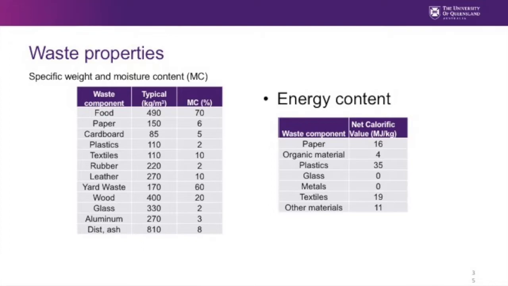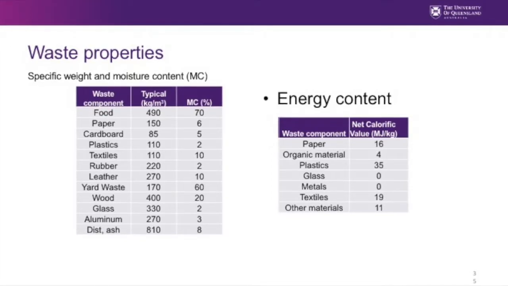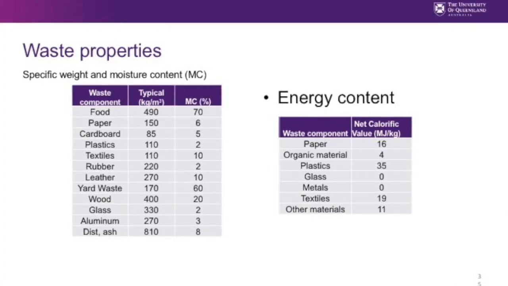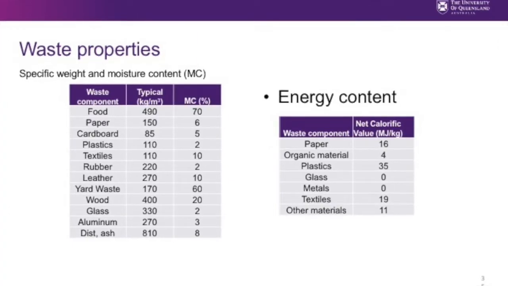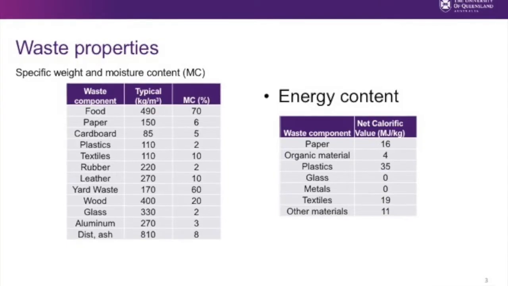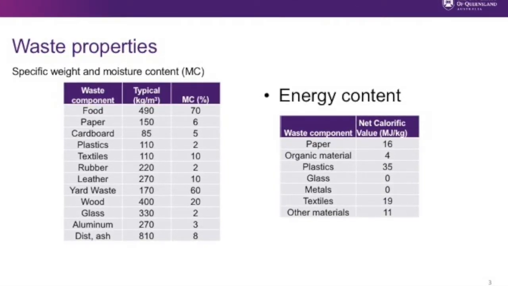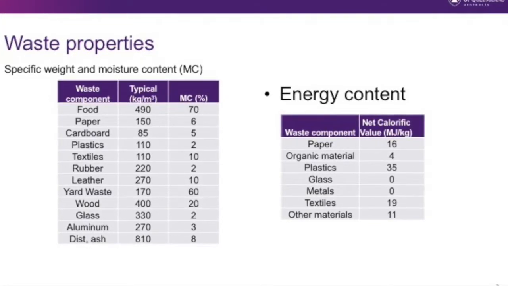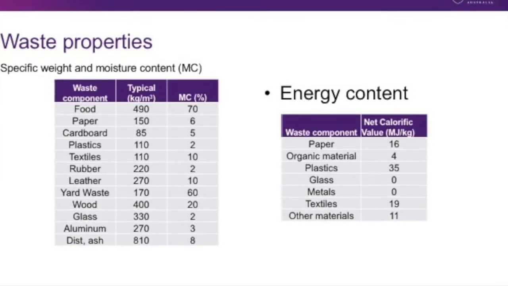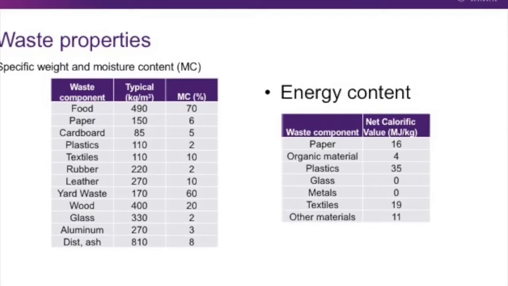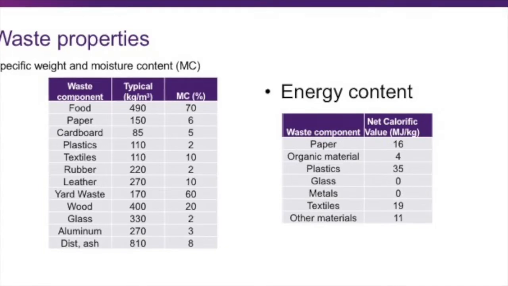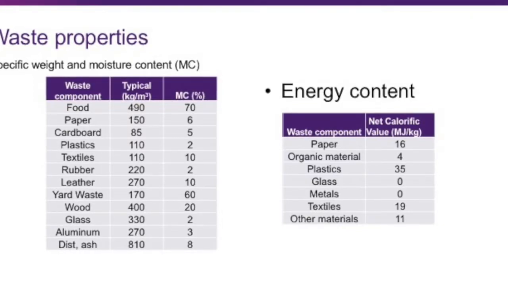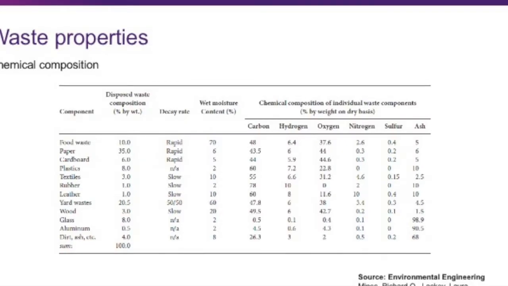This is an example of the waste properties of different materials, and we're talking here on the left side about moisture content and density, so the typical density of the waste and the moisture content. As you can see, food and yard waste are the ones that contain a higher percentage of moisture content, while other materials contain less moisture. Then on the right side, I'm showing you the energy content, and this is the net calorific value. Why do we care about this information? Well, because we want to know whether this material can be incinerated, and if it will provide energy, or it will require additional fuel to incinerate the material. This is the chemical composition of different types of waste.